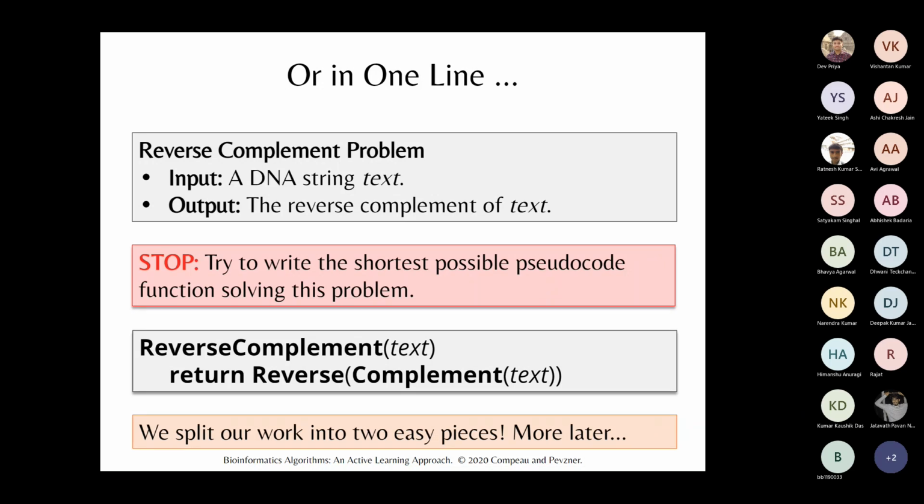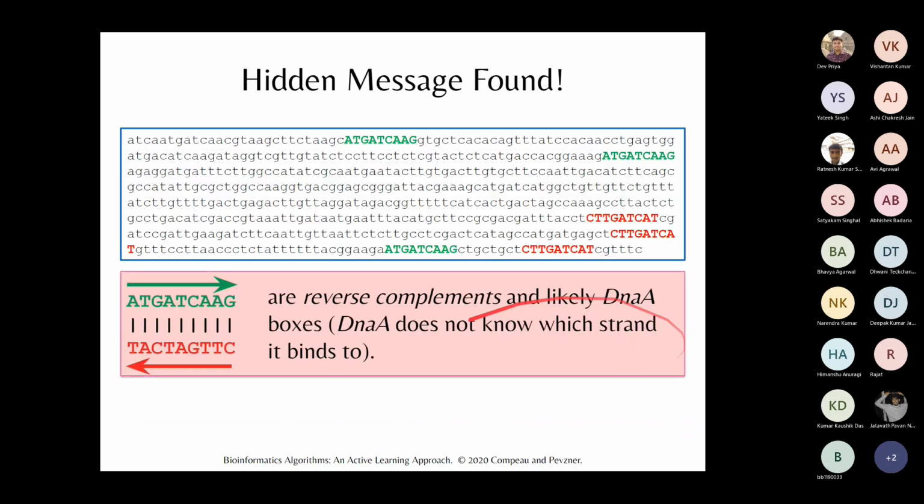So now you can easily split your work into 2 cases. What we see is that specifically in this 500 base pair region, you have 6 9-mers in fact, and these 6 9-mers represent 3 9-mers which are reverse complements of each other. Now it would make sense that proteins like DnaA bind to both the strands of DNA. Does it make sense?